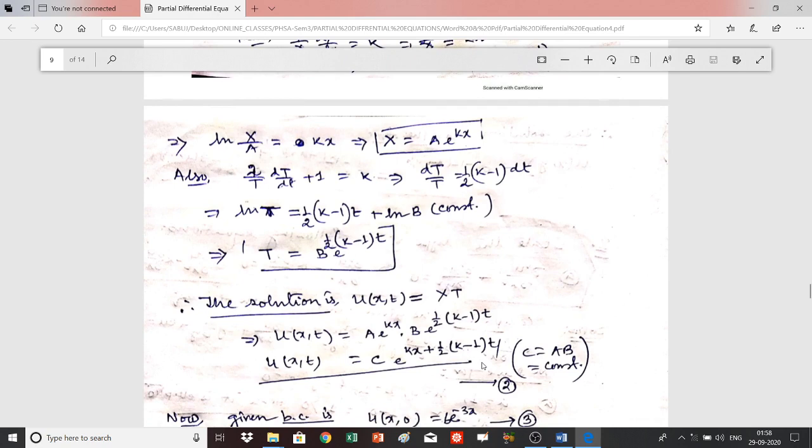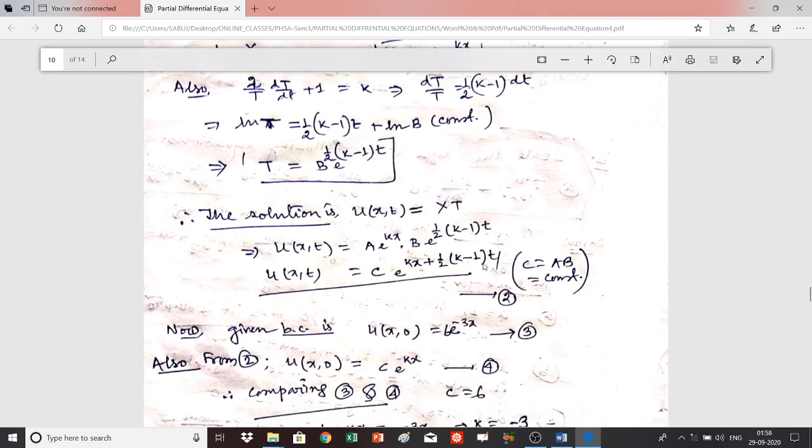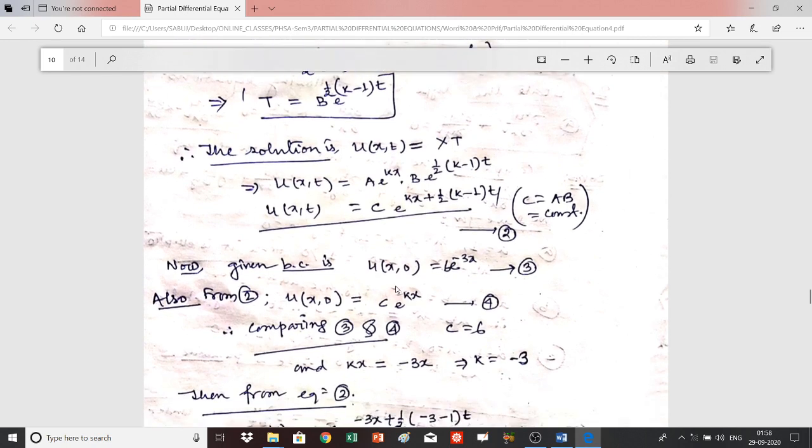This is equation number 2. Now we have to apply the boundary condition that was given, that is u(x,0) is equal to 6e^(-3x). Now using t equal to 0 in this expression, you have u(x,0) equal to c e^(kx). This term will not be there, e^(kx). Now comparing this equation and this equation, you understand that c is equal to 6, and another one is kx equal to -3x, so k is equal to -3 from here.